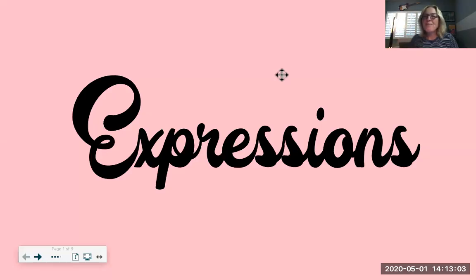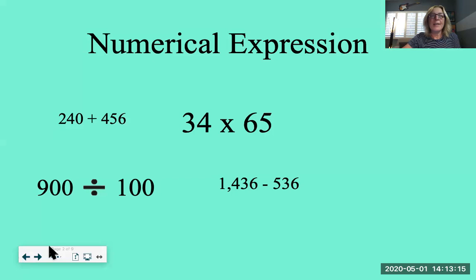Hello, 7th grade. This week we're going to take a little bit of a detour and go back and revisit expressions. We worked on this at the end of second trimester and we had some difficulties, so we're going to take another look. All right, so if you remember, there are two kinds of expressions. There are numerical expressions and there are algebraic expressions.